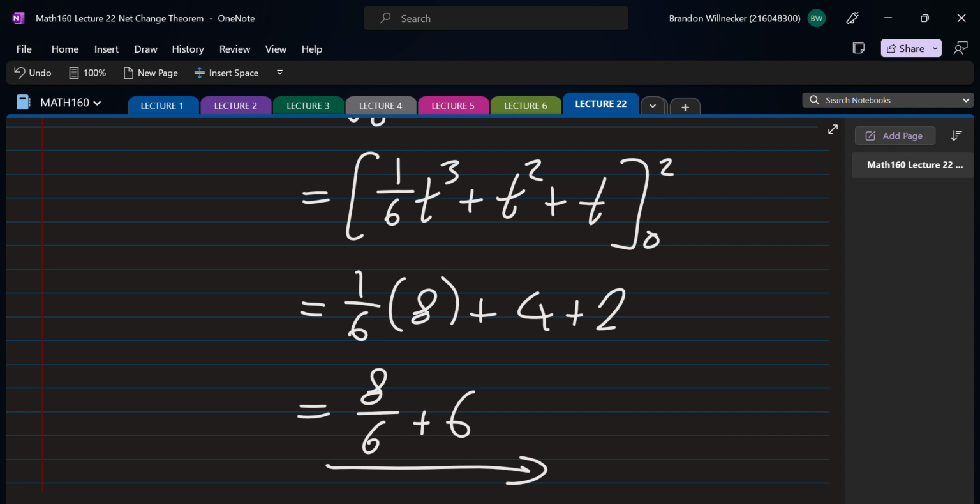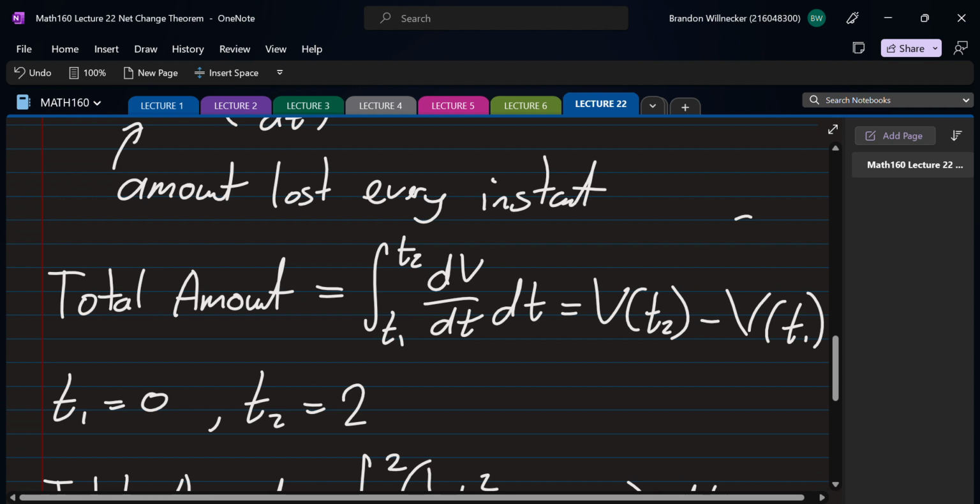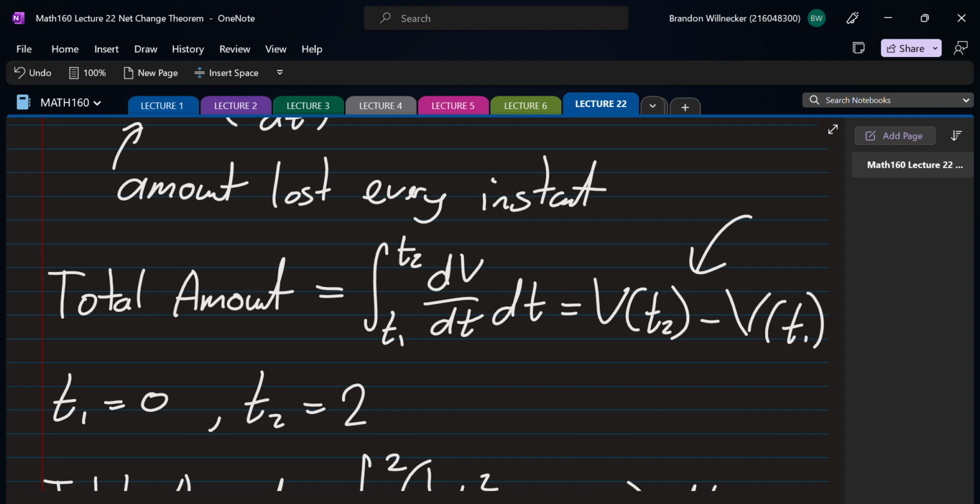So again, what are we doing? We know the rate of change of something, and we want to find the net change. So in this example, we want to find the net change in volume. So we're looking for the final volume minus the initial volume. How do we get the final volume minus the initial volume? From here: V at t2, that's the final volume, minus V at t1, that's the initial volume.